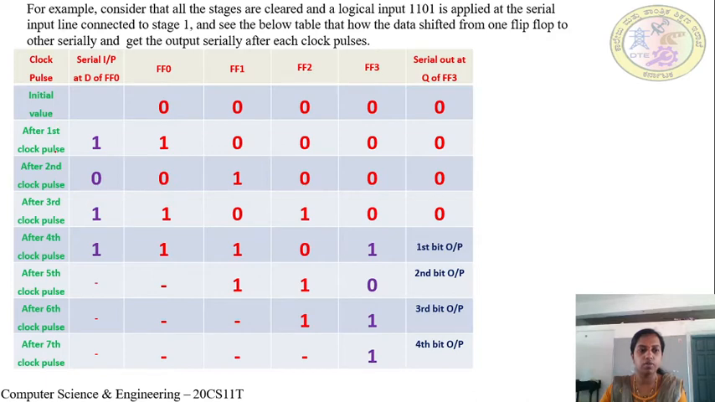After the first clock pulse, the data will be shifted from one flip-flop to the next flip-flop. So at FF0, 1 will be given and the previous data of FF0 can be shifted to FF1, and previous data of FF1 can be shifted to FF2, and previous data of FF2 can be shifted to FF3, and previous data of FF3 can be shifted to Q output of FF3.